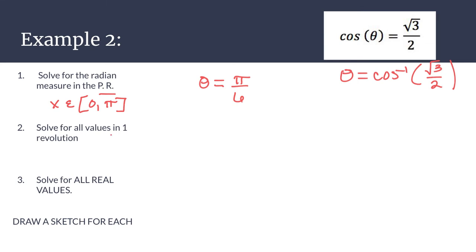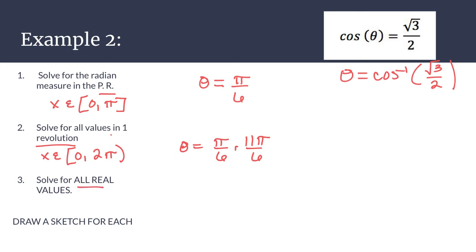If we want to solve for all values in one revolution, again, we're changing our domain to now be one revolution around the unit circle, so we're looking at 0 to 2 pi. We still have that first answer of pi over 6, but then we find a second place where our x value is equivalent to root 3 over 2, and that gives us 11 pi over 6.